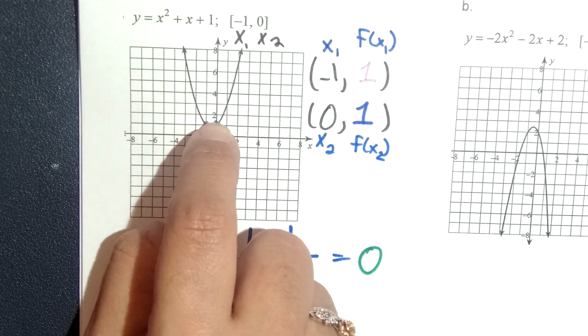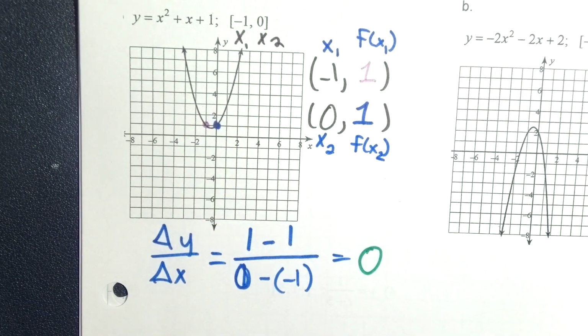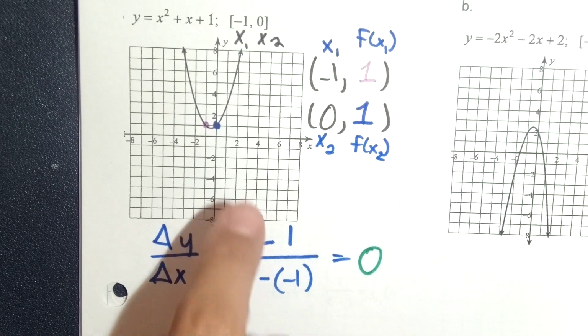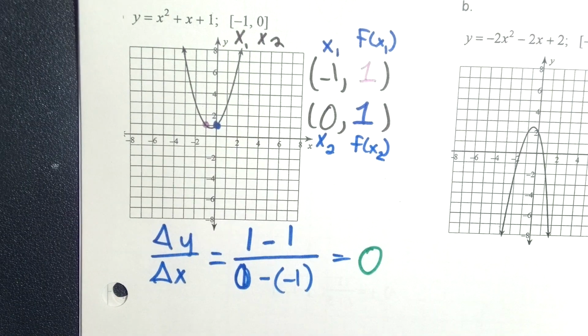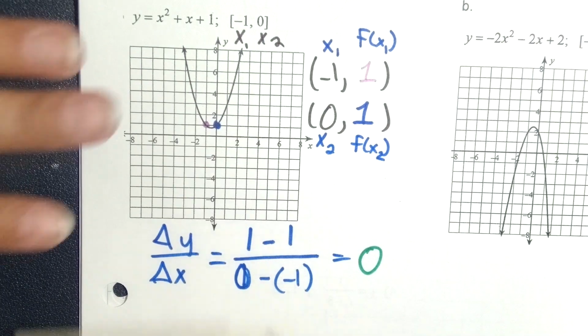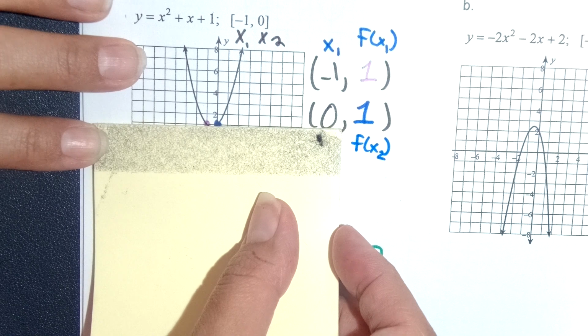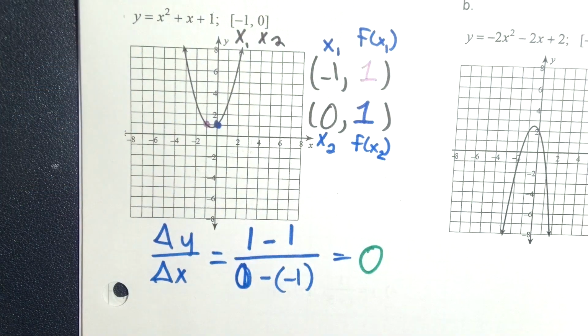That is the steepness of this line. It is not going up. It's not going down. It is a straight line. That is why the average rate of change between those is 0. It doesn't change. And you can see that if I drew a line. If I did this, right? There's no change. Questions? Are we sure?